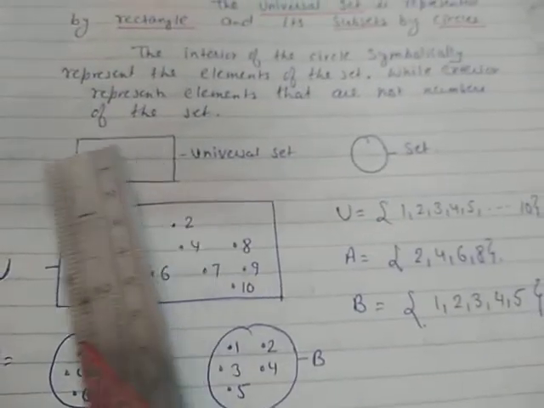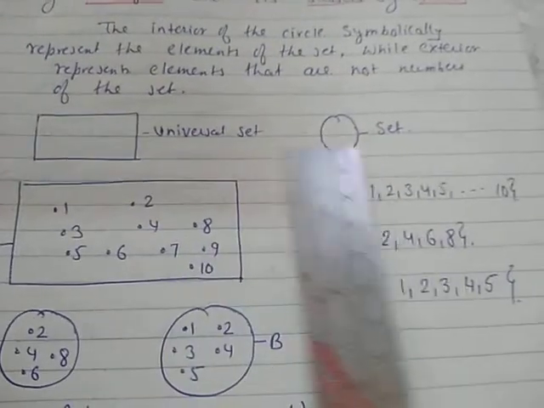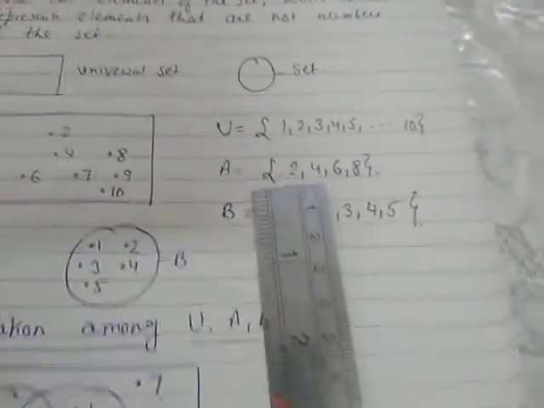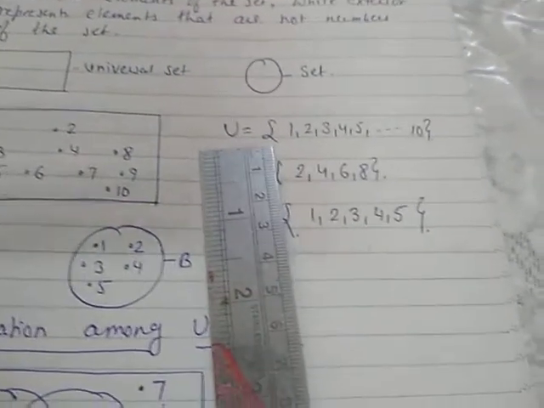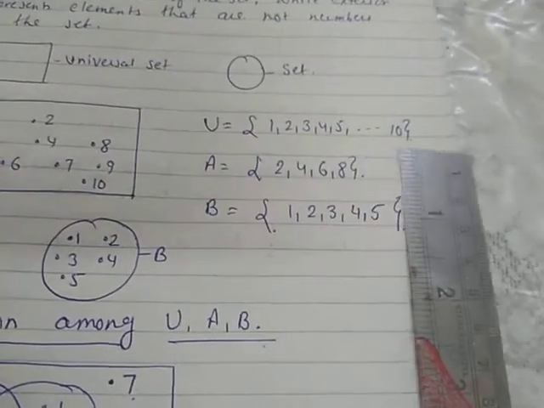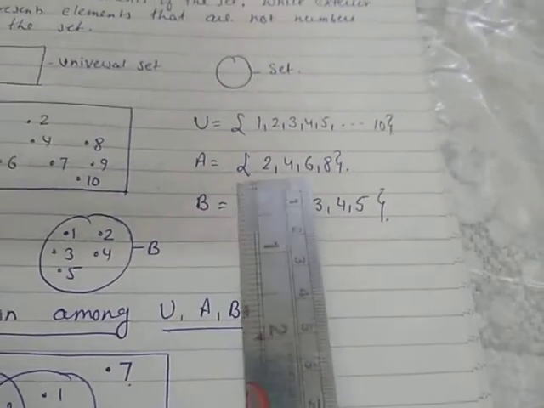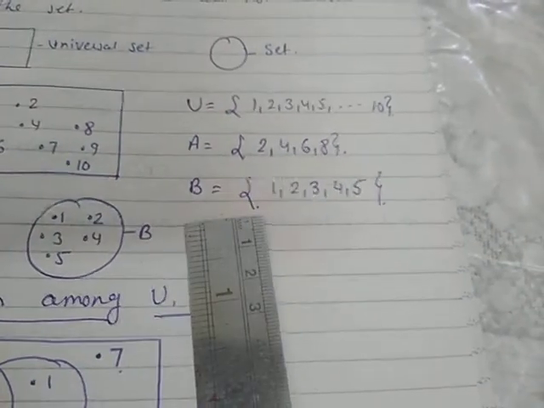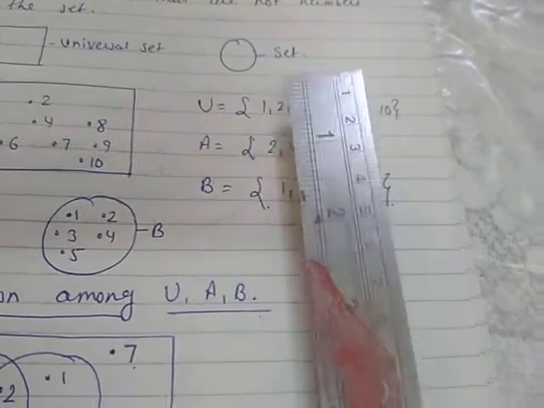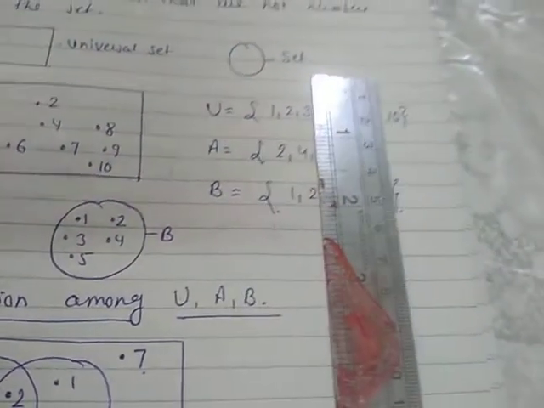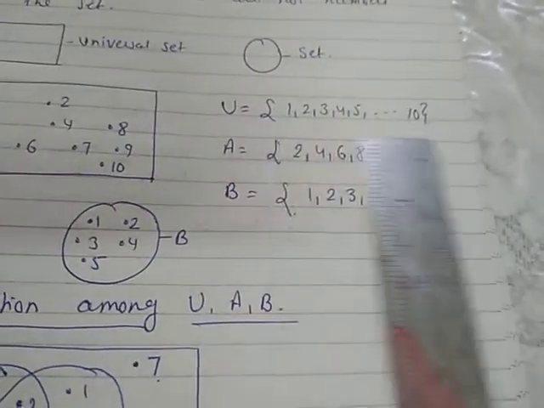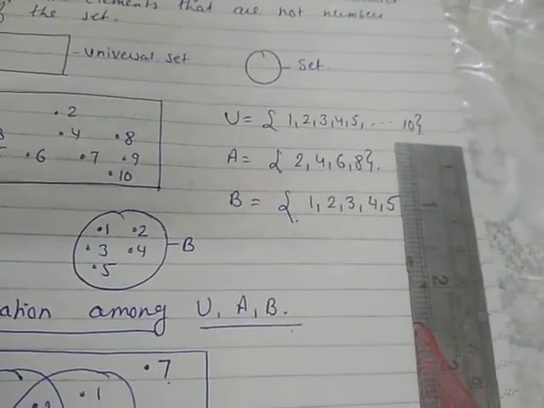The first thing is the universal set. This is your rectangle, and a set, this is your circle. Now let us consider sets in roster form. U equals 1, 2, 3, 4, 5, 6, 7, 8, 9, 10. A is 2, 4, 6, 8. And B is 1, 2, 3, 4, 5. Here, children, definitely A is a subset of U and B is a subset of U. Therefore, for A and B, U is considered to be the universal set.